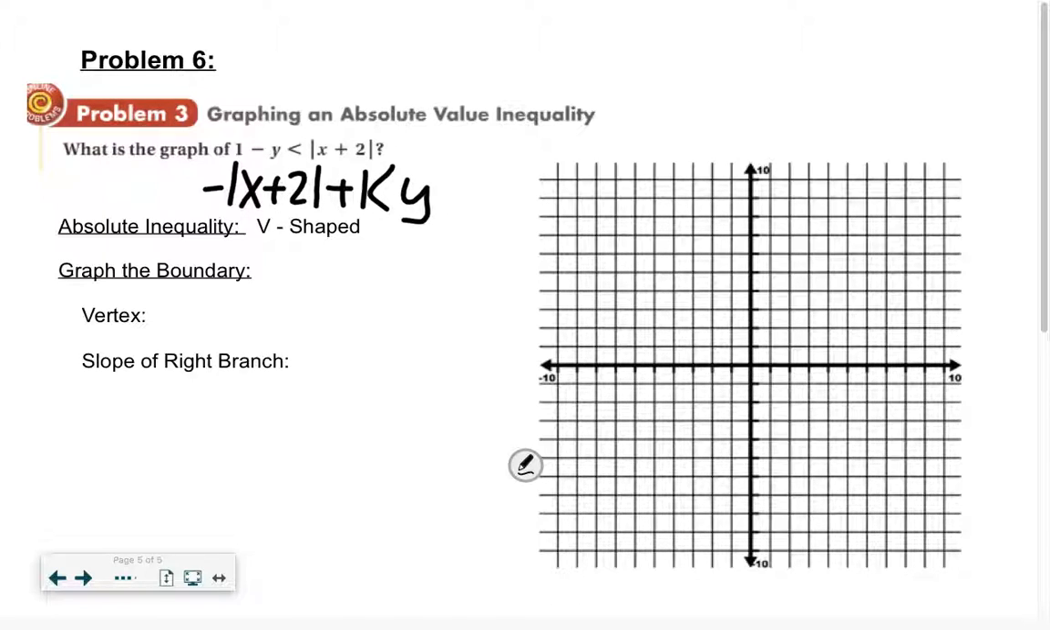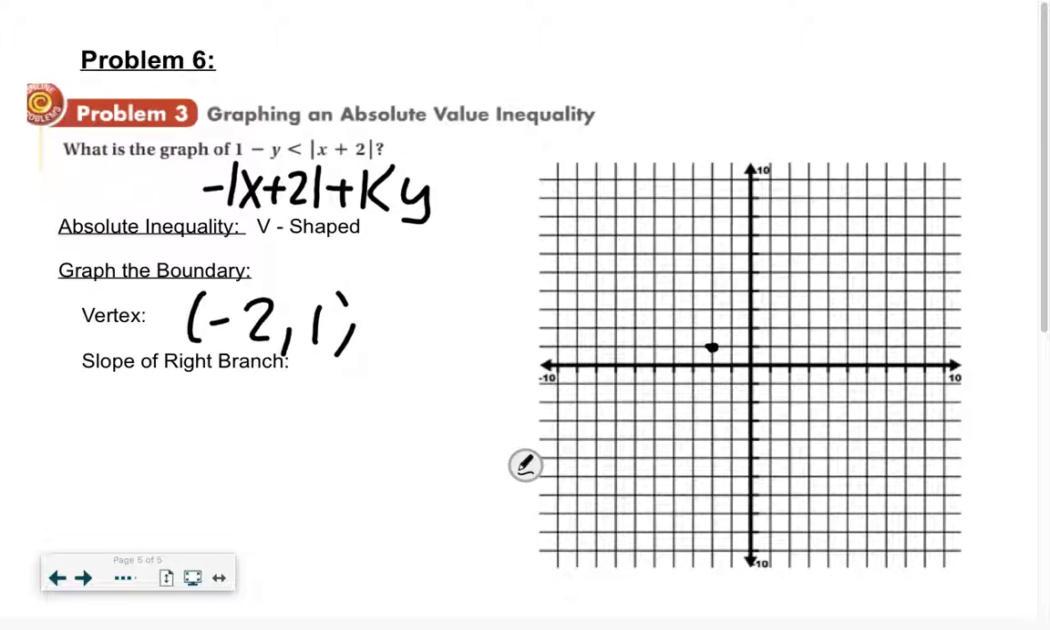So kind of a recap. Our plus 1 brings me up 1. My plus 2 goes left 2. So my vertex is going to be at negative 2, 1. What does the negative out front do? It makes it go down. We got a caret instead of a V. Okay? My dashed or solid? Dashed. Well, let's fill this in. So vertex, negative 2, 1.